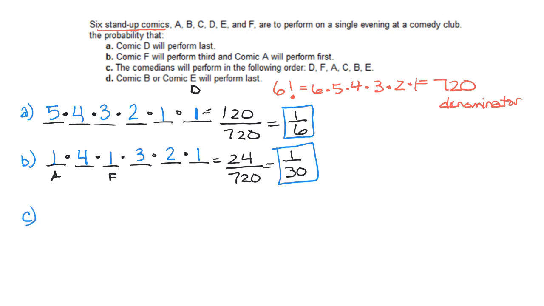Let's grab part C. Again, we have the comics that will perform in the following order: 1, 2, 3, 4, 5, 6. And this time it went D, F, A, C, B, E. There's only one way I can choose comedian D, one way for F, one way to choose comic A, and so forth. So you can see that when I multiply all these together, this is a specific way for them to perform. This is going to give me 1 over 720.